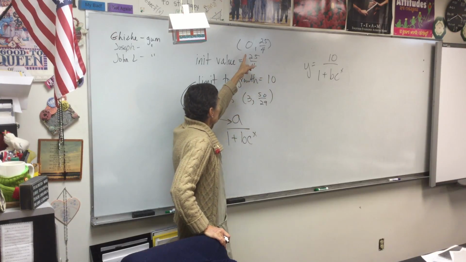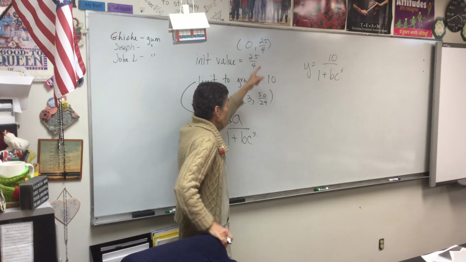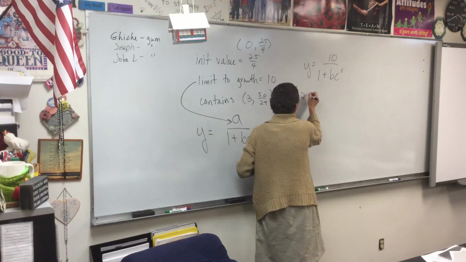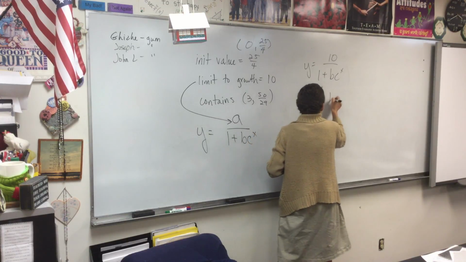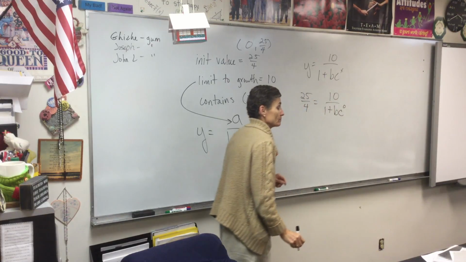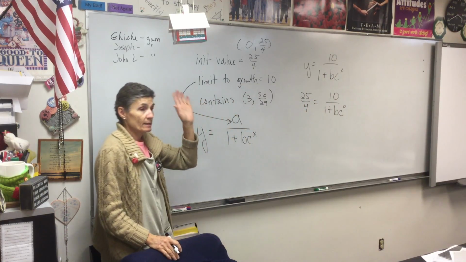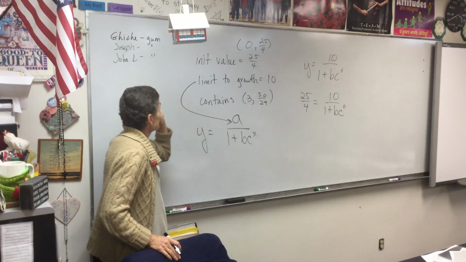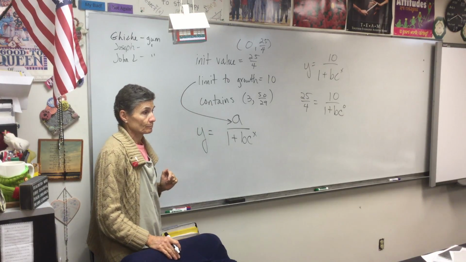Now, that is the point, x is 0, y is 25/4. So we're going to plug that in here. So 25/4 equals 10 over 1 plus b, c to the 0. We're putting in 0 for x, 25/4 for y.